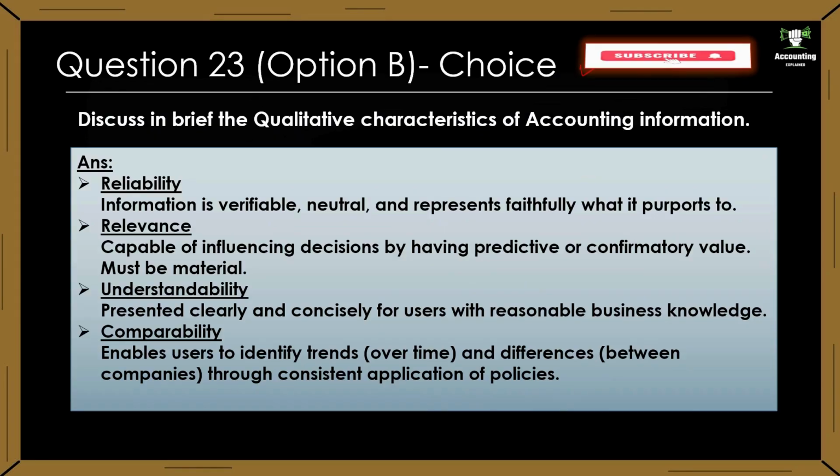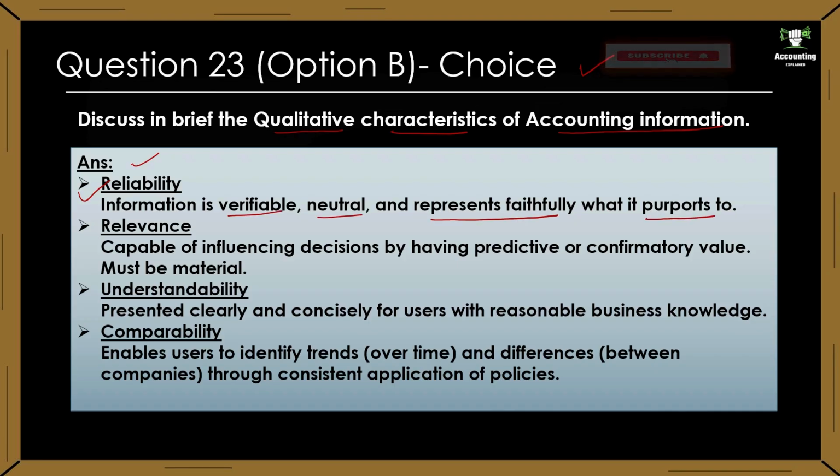23B. Discuss in brief the qualitative characteristics of accounting information. So the answer, first one, is reliability. Information is verifiable, neutral, and represents faithfully what it purports to. So information should be verifiable with other past data or with the accounting data you have with you, okay, and neutral. It should not be biased, and it represents faithfully. There should not be any fudging of accounts, and what it purports to, what is the purpose of that accounting information, should be met.